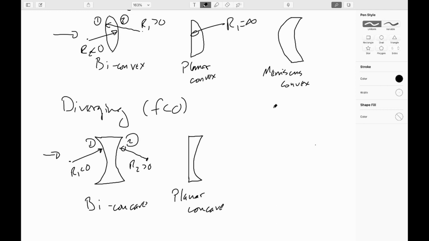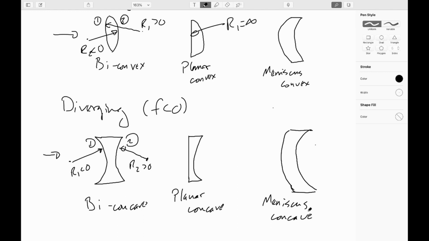And if you're nearsighted, your glasses are going to look something like this. This is called meniscus concave. And again, it's the same idea. Both radii of curvature are again positive, but the difference is which one's the bigger radius of curvature.